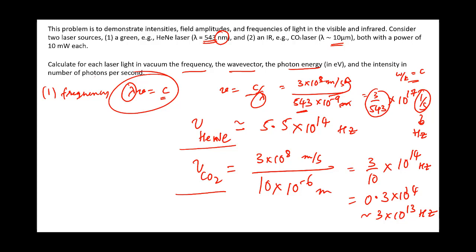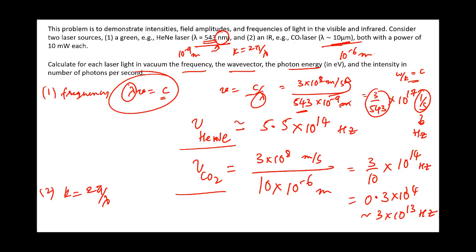So next you can get the wave vector, right? Wave vector is very simple. Wave vector is simply k is equal to 2 pi over lambda. You are given the wavelengths. For one, the wavelength is 543 nanometers. For the other, the wavelength is 10 micrometers. So it's very straightforward to do 2 pi over lambda. The only thing to bear in mind is when you are substituting the wavelength, please be careful about the units. This is nanometers, that is 10 to the power minus 9 meters. This is micrometers, that is 10 to the power minus 6 meters. So you have to be very careful about the wavelength.